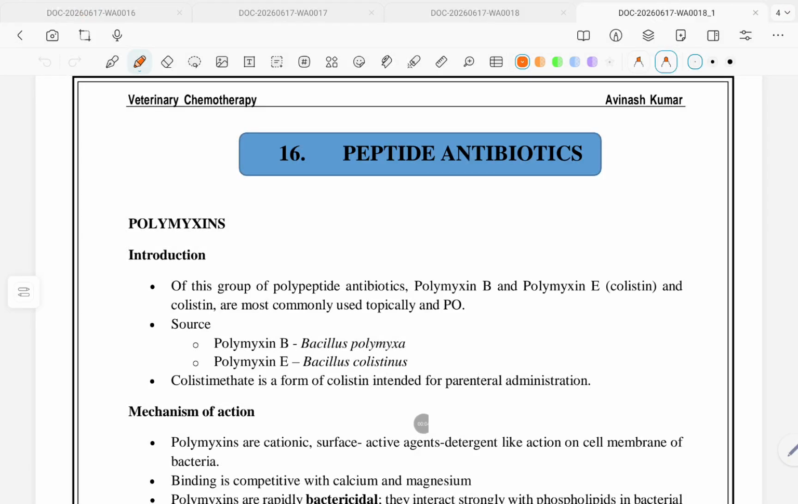Peptide Antibiotics. Chapter 16. Peptide Antibiotics. Polymyxins.